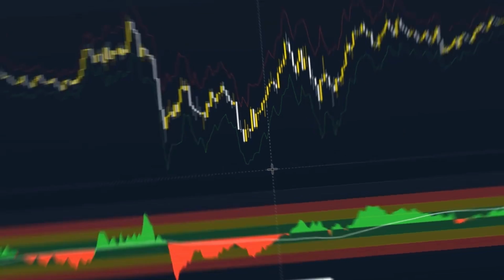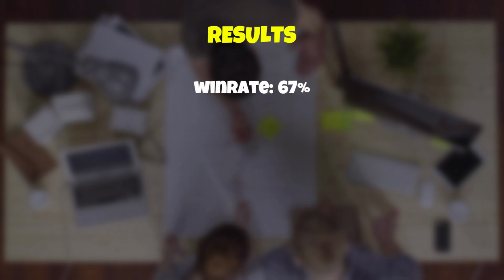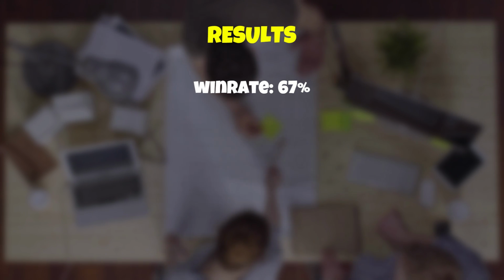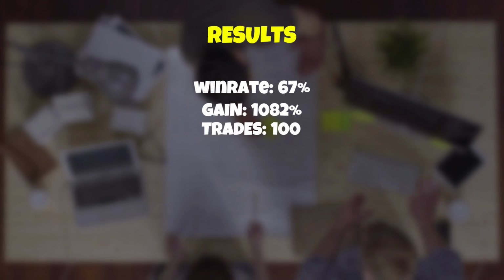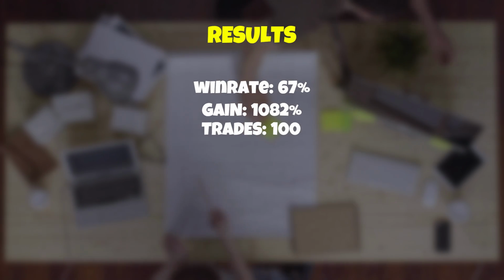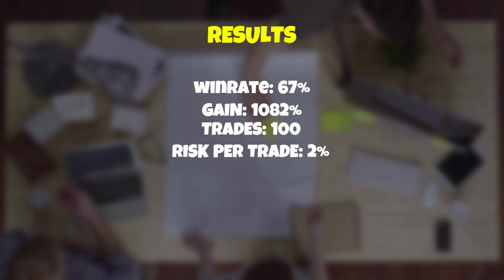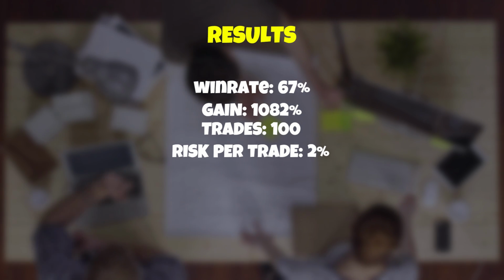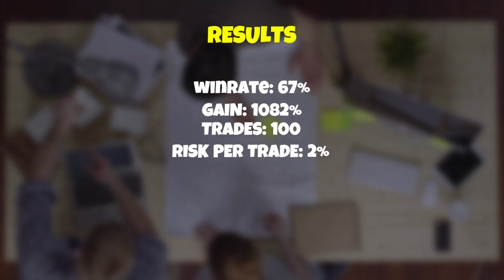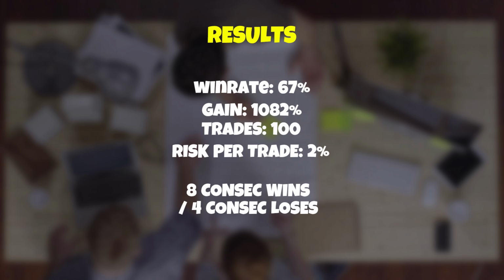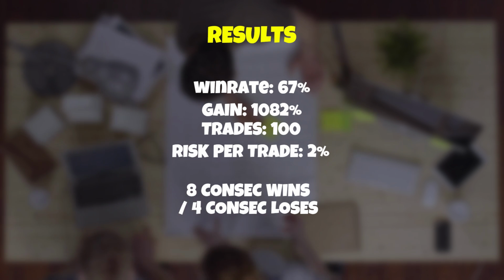Let's show you the results. Okay, so here are the results for the trading strategy. You can see we netted a 67% win rate, and overall we made a very impressive 1082% on the account over 100 trades. You can see for the strategy we did risk 2% per trade instead of the usual 1% per trade, and this is because we had a starting balance of $100. You can also see there we had 8 consecutive wins in a row and only 4 consecutive losses in a row.